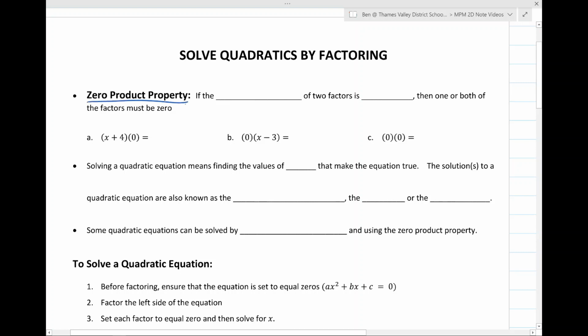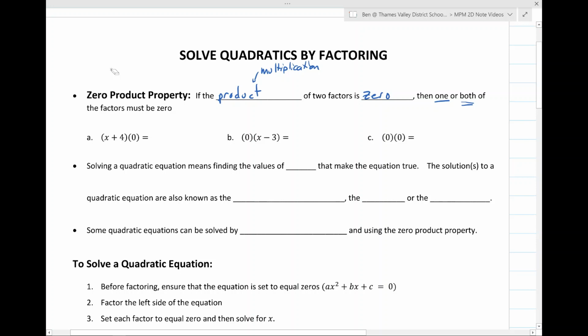Zero product property. If the product of two factors is 0, remember, product means multiplication, then one or both of the factors must be 0. And that makes sense. If I take the product, let's say A times B, and that equals 0, the only possible way for A times B to equal 0 is if A equals 0, or B equals 0, or both A and B equal 0.